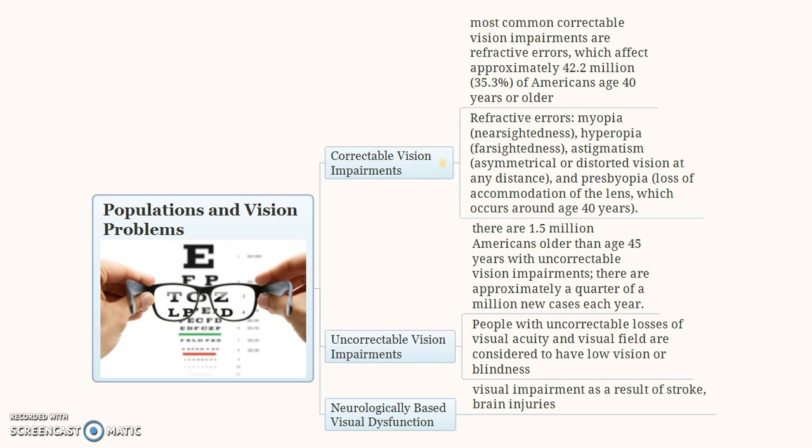And for uncorrectable vision impairments, there are about 1.5 million Americans older than age 45 years with this kind of condition. There are approximately 250,000 new cases each year. People with uncorrectable losses of visual acuity and visual fields are considered to have low vision or blindness. Neurological-based visual dysfunction results from stroke and brain injuries.